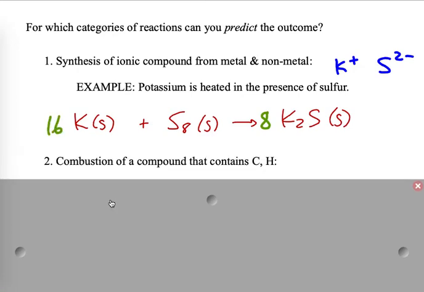The other example of a reaction for which you can predict the outcome is one that you haven't encountered before, but I'm telling you about it now, and that is combustion of a compound that contains carbon and hydrogen. Anytime you burn something that contains carbon and hydrogen, you always get the same two products. Carbon and hydrogen end up in their most oxidized form. Let's see what that is.